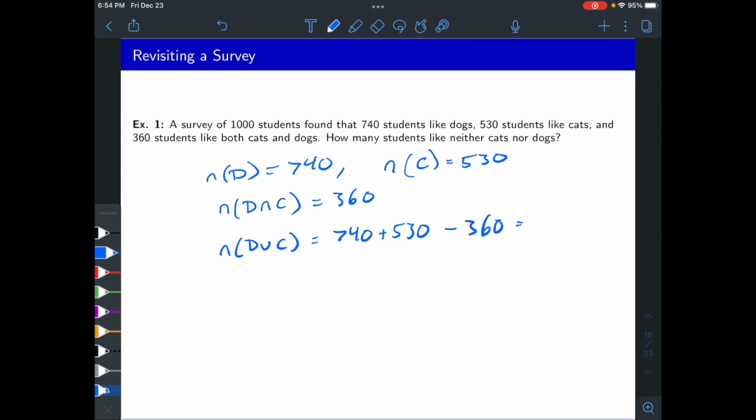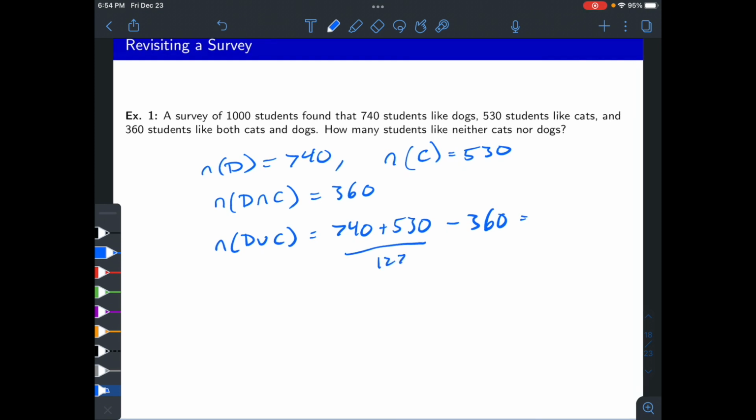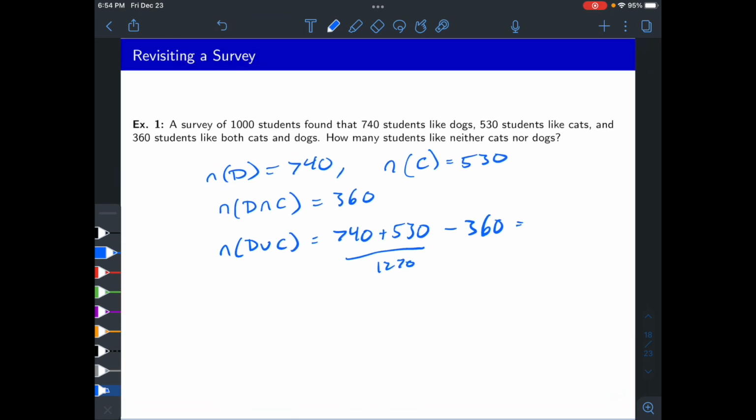And what's this equal to? This is 1270. 1270 minus 360 is 910. And so there are 1,000 total, and 910 of them like cats or dogs. So if I want the number of students that like neither, then I would just do 1,000 minus 910 to give us our final answer of 90.